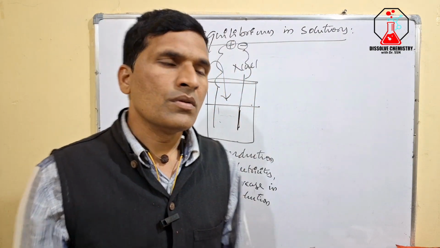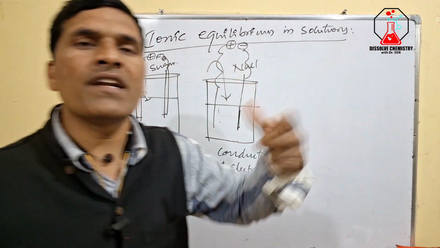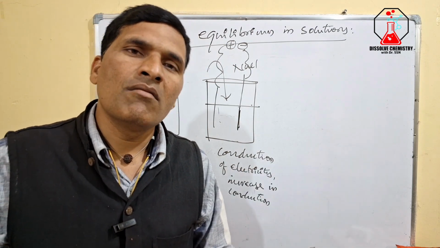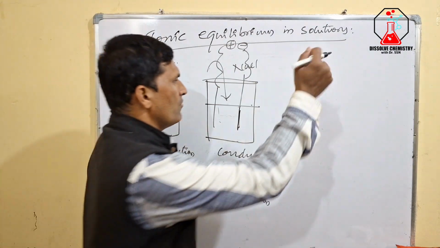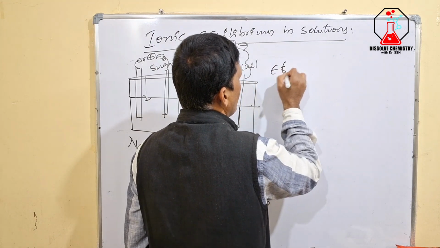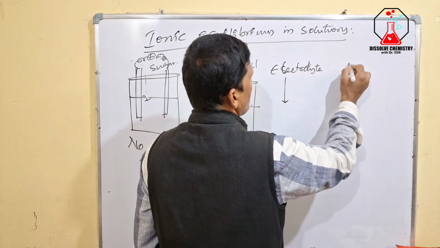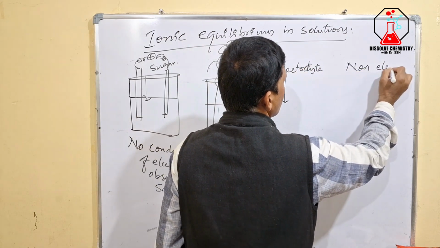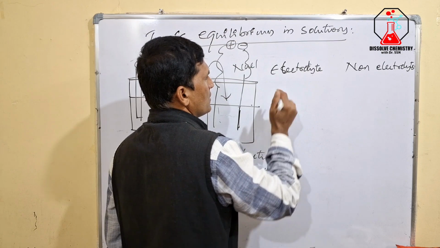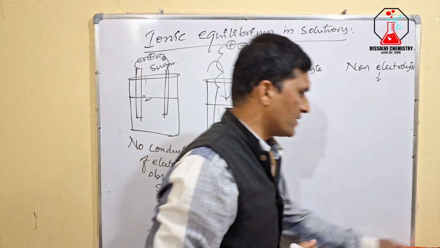Now, based on these two behaviors of solutions of different substances, these are categorized into two types by Michael Faraday. One he called electrolytes, and another one he called non-electrolytes. It was categorized by Michael Faraday. And what these electrolytes and non-electrolytes are, that we will see.